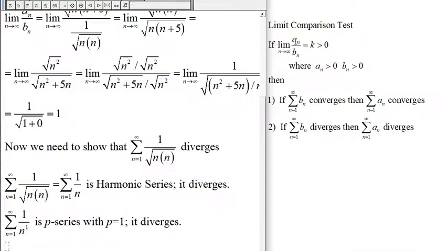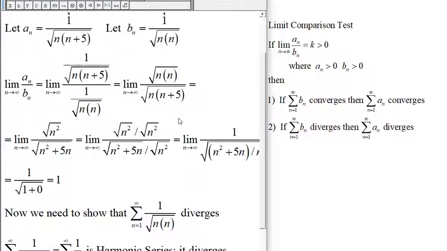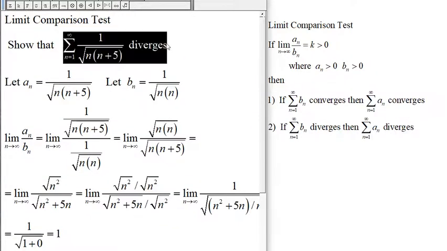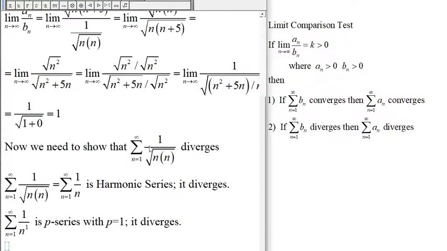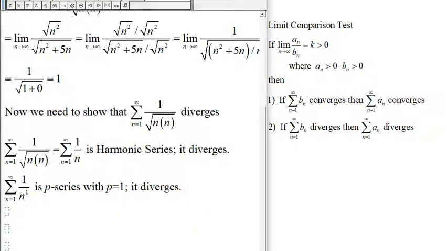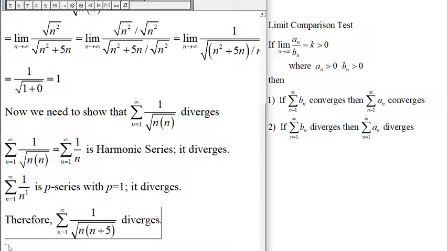We have shown that the limit of a sub n divided by b sub n is equal to a positive real finite number, and then we have also shown that the series b sub n diverges, and therefore we can claim this series right here diverges by the limit comparison test.